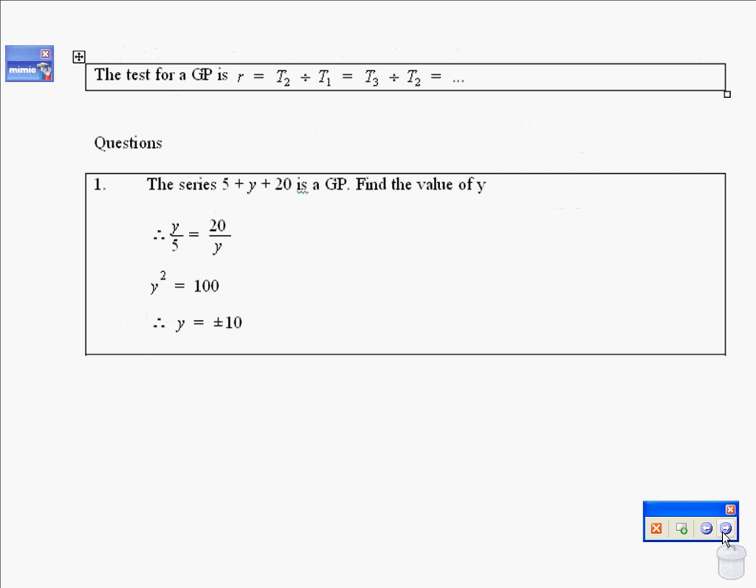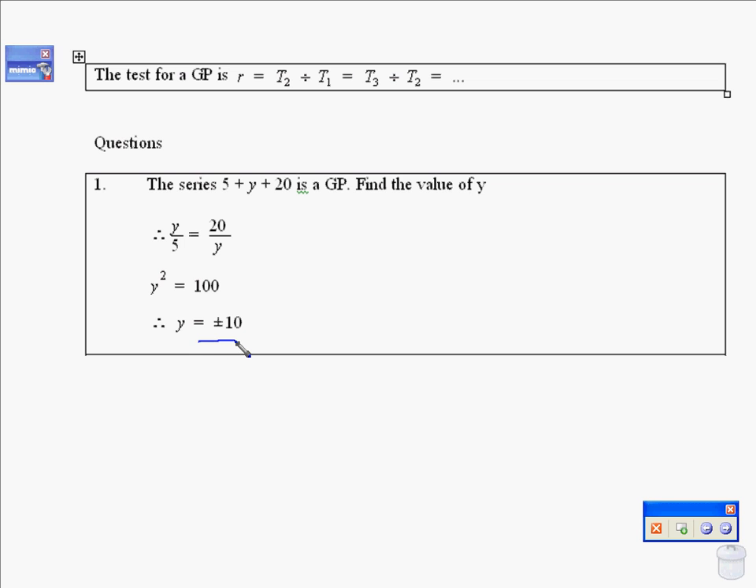The test for a GP, as we've already said, second term divides by the first this time, the third term will divide by the second, and so on and so on. So in this series, 5, y, and 20, we're told it's a GP, we can set up this equation. The y divided by 5, the second term divided by the first, would be equal to the third term divided by the second, which allows us to get y, by cross multiplying. Y squared would equal 100.